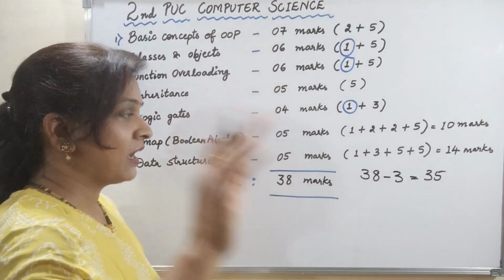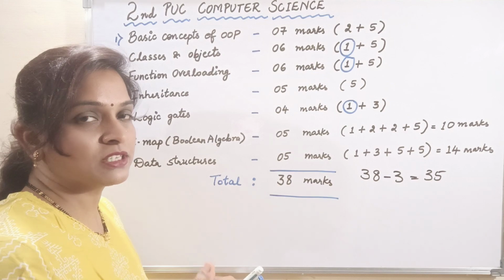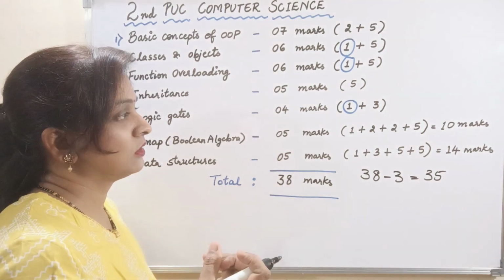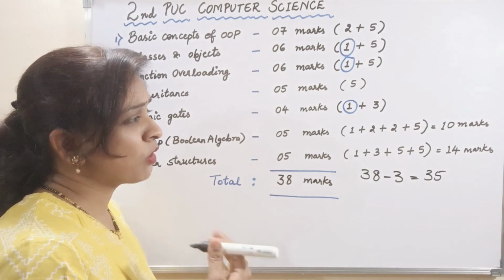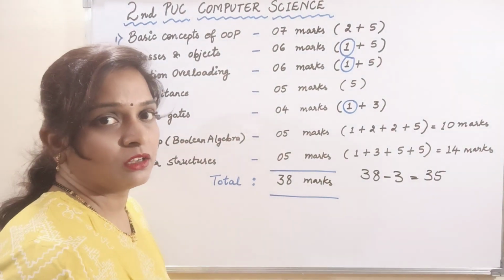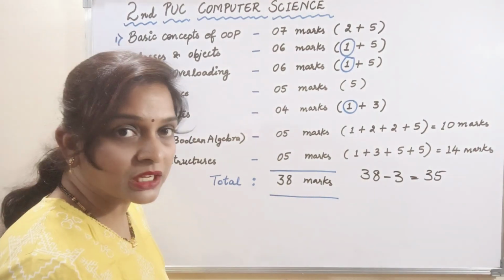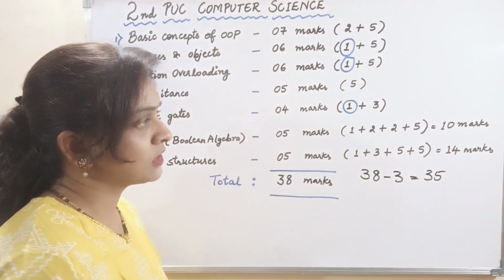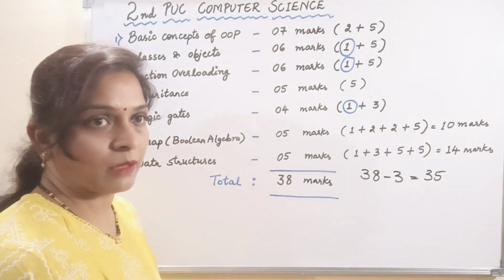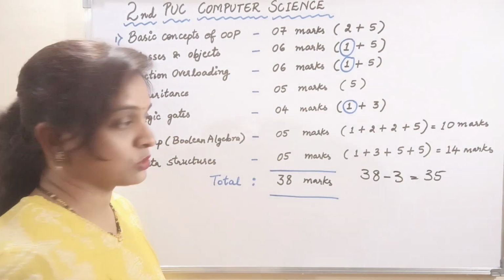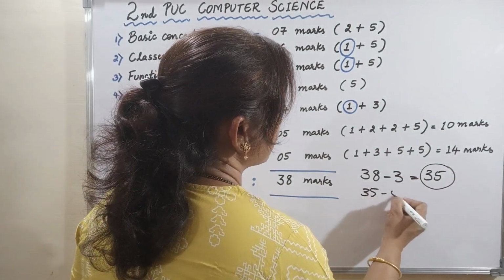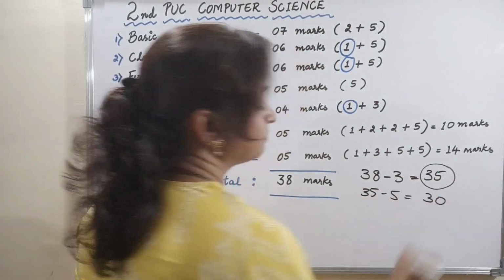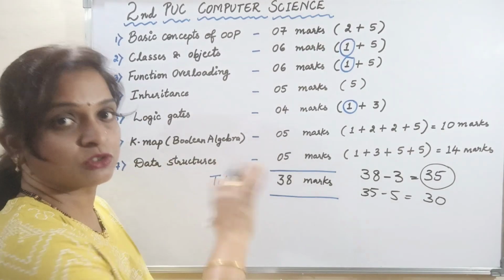Okay. And again, some students may feel difficulty in drawing K-map. They don't know how to calculate that, the laws and all. They don't know the theorems and all. So if you feel difficulty to learn K-map, you can leave K-map also. So out of this 35, again if I say 35 minus 5, it is 30. So if you leave this K-map also.